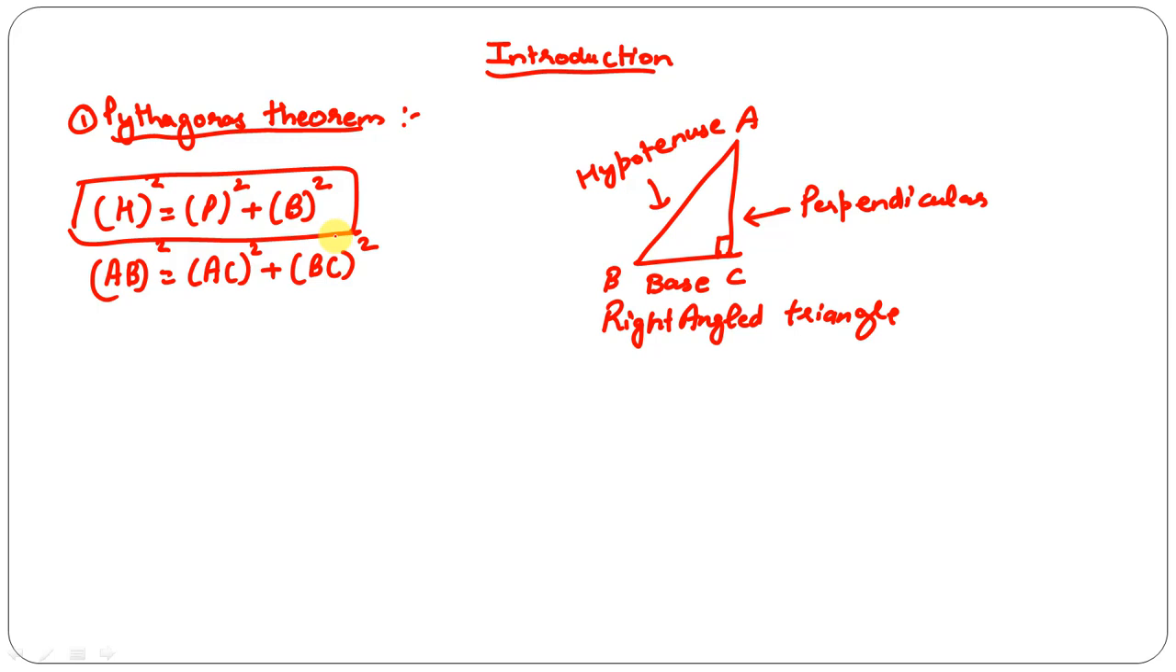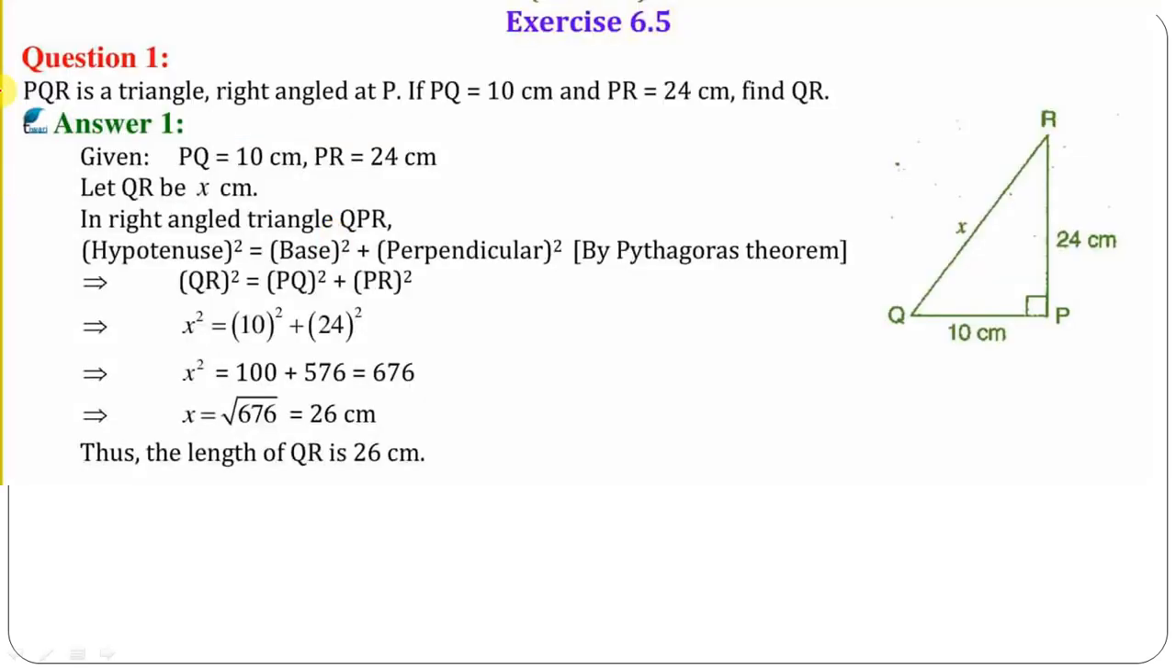So now we start with our question number 1. Question number 1 is: PQR is a triangle, right angled at P. It means the 90 degree angle is at point P. If PQ is equal to 10 centimeter, PR is equal to 24 centimeter, find QR.